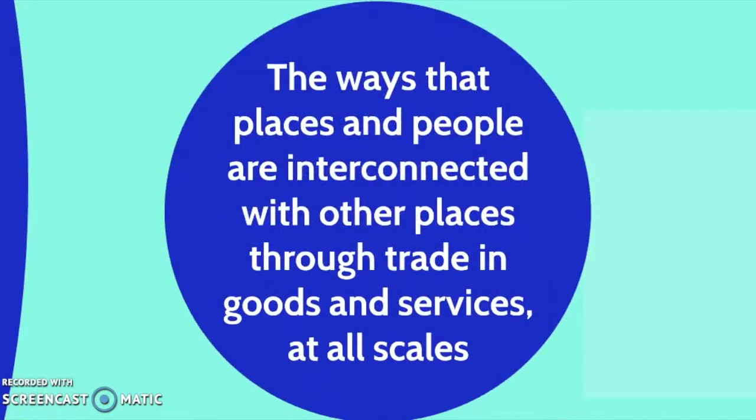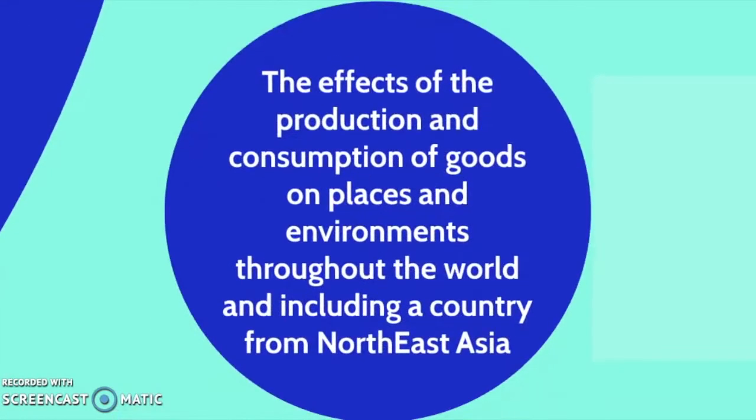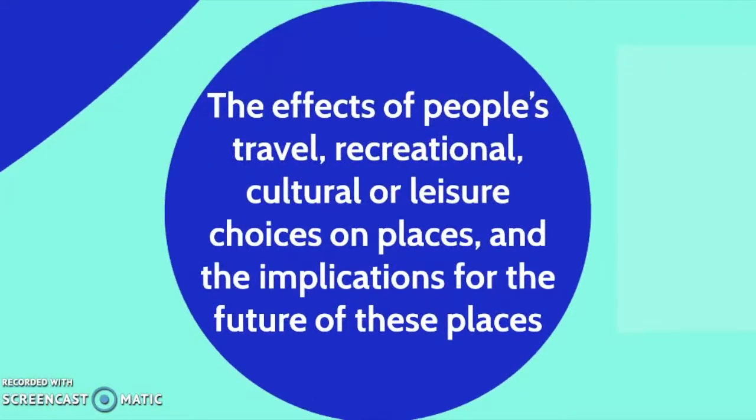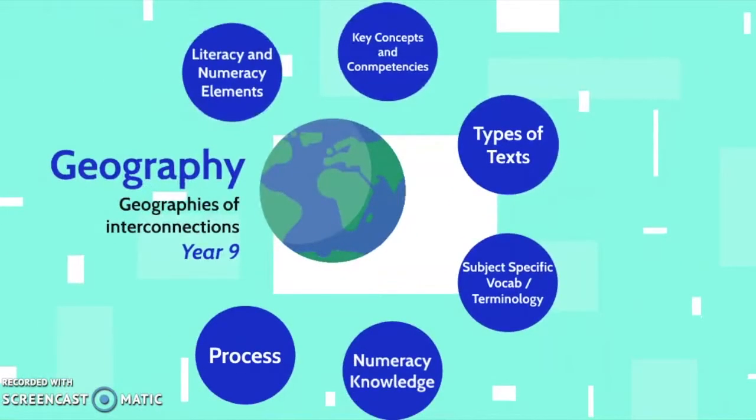The ways that places and people are interconnected with other places through trade in goods and services at all scales. The effects of production and consumption of goods and places and environments throughout the country and including a country from Northeast Asia. The effects of people's travel, recreational, cultural or leisure choices on places and the implications for the future of these places. So those are just a bunch of key concepts that you would learn in the topic.